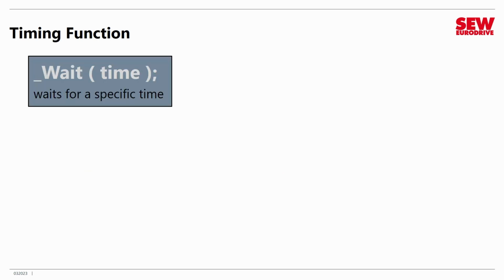All right, let's look at a few of the built-in functions. We'll start with this one. You've actually seen it before. It is wait, and it just causes a delay for a specific amount of time. Time is a constant. It is specified in milliseconds. That's 1/1000th of a second. So for example, 100 milliseconds would be a tenth of a second.